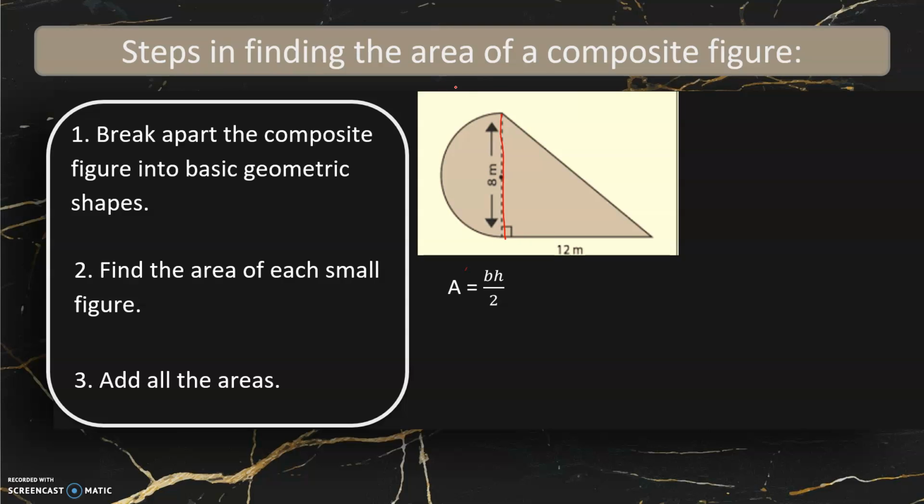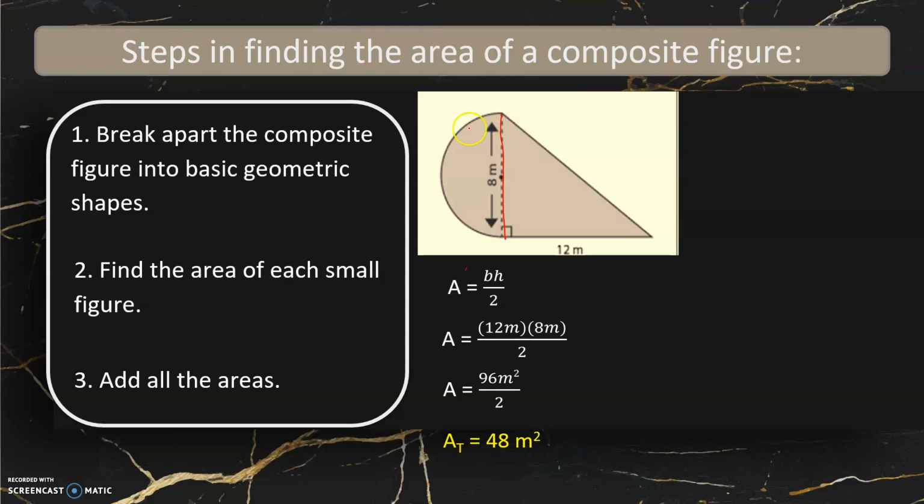Now let's find the area of the triangle using this formula. For the base, we have 12 meters, and for the height, we have 8 meters. So we have 12 meters times 8 meters divided by 2. That is equivalent to 96 square meters divided by 2, which gives us 48 square meters for the area of the triangle.